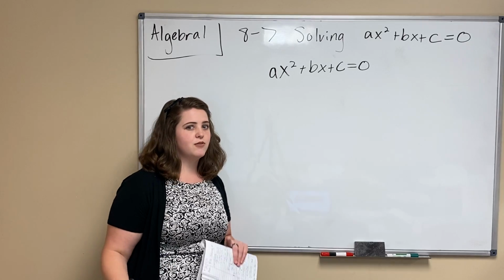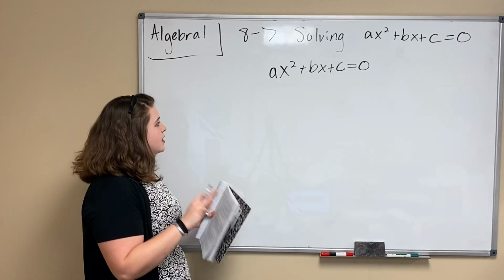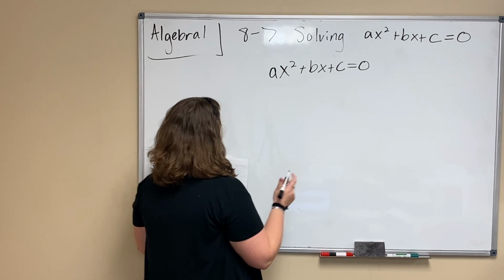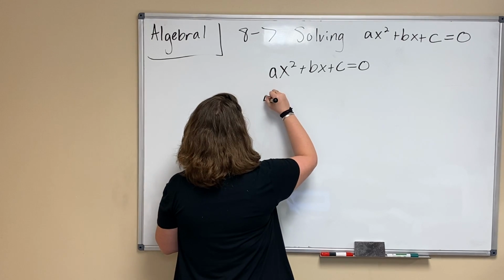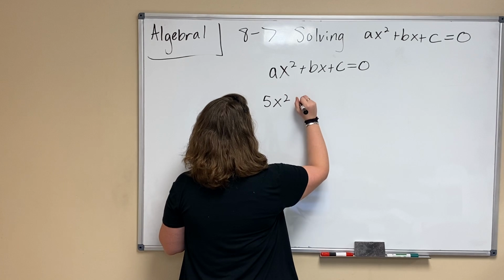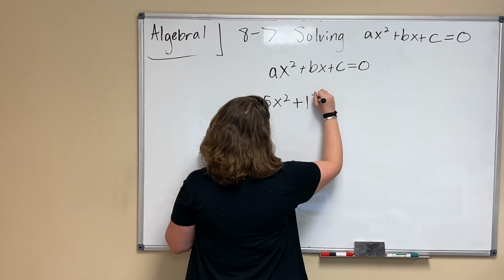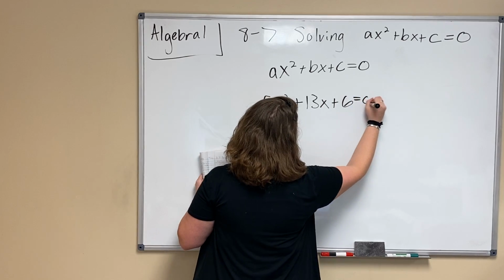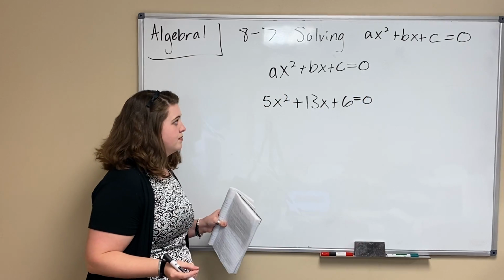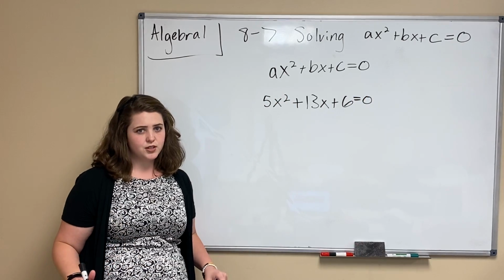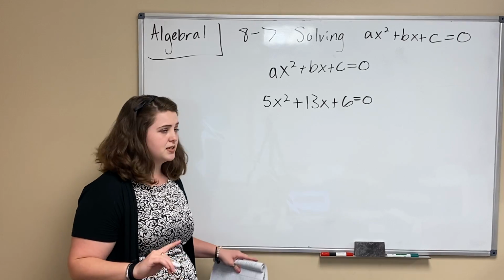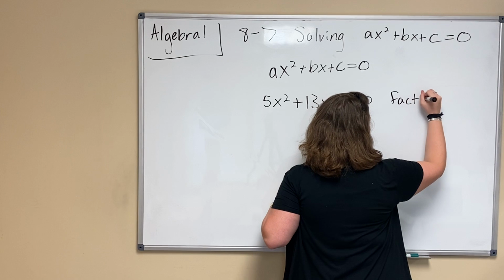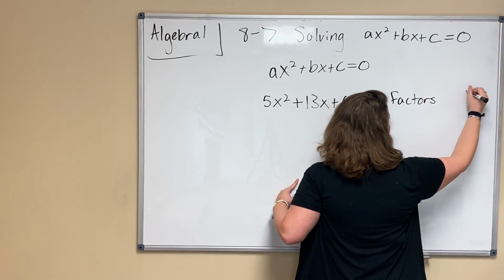I think the best way for us to go about talking about this is for me to just show you guys an example. Okay, so if I have 5x squared plus 13x plus 6 equals 0, my first thing I'm going to do is, just like yesterday, set up a table that's my factors and my sum.